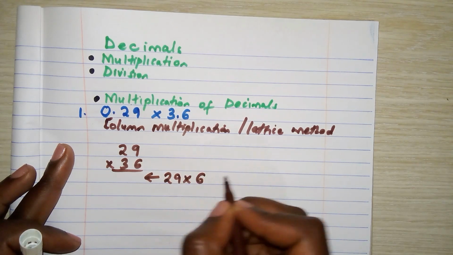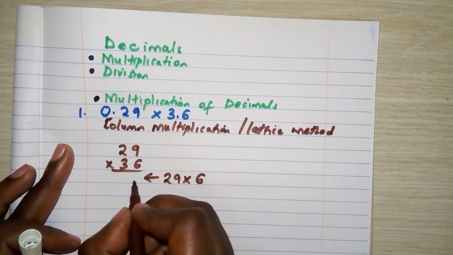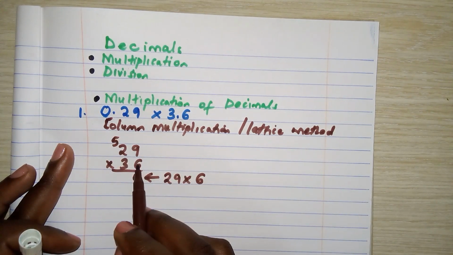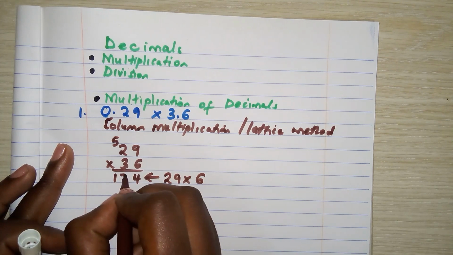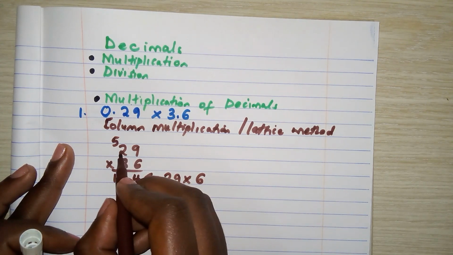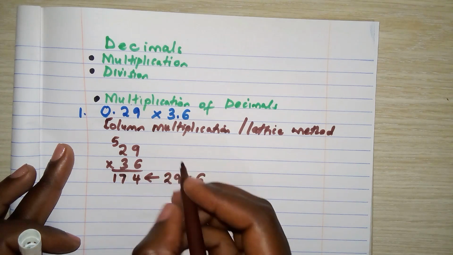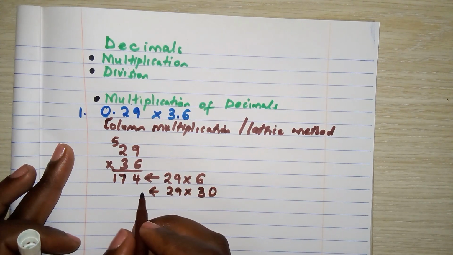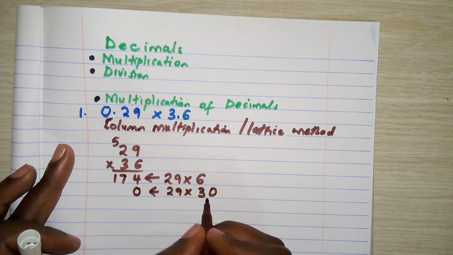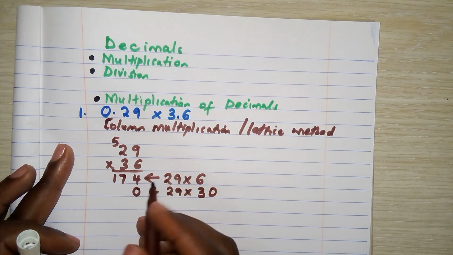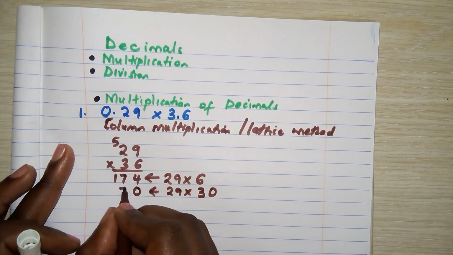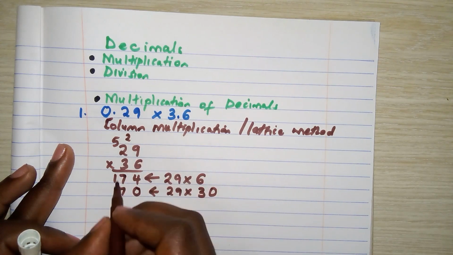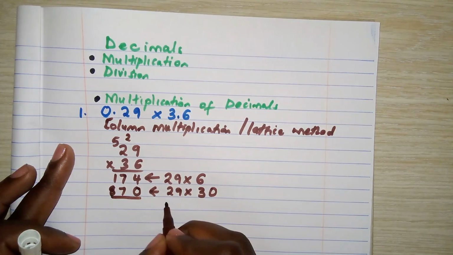So 29 times 6. 6 times 9 is 54. Carry 5. 2 times 6 is 12 plus 5, 17. Then the next one will be 29 times 30 because 3 is in the tens value. So here we just put a 0. And then now we can do 3 times 9 is 27. 7 carry 2. 2 times 3 is 6, plus 2 is 8.